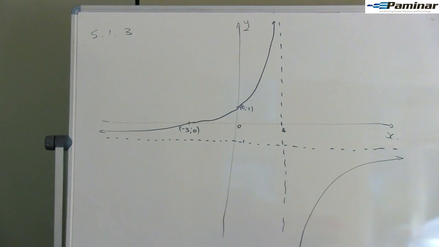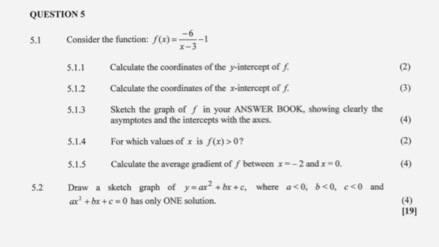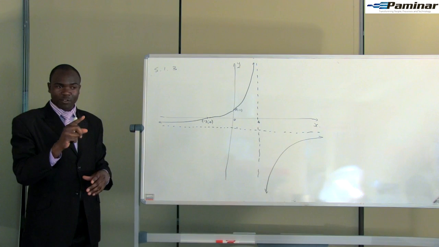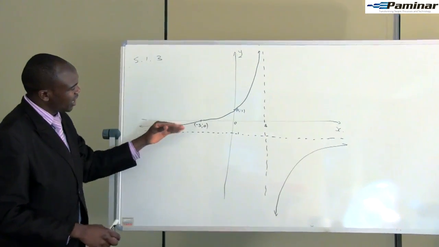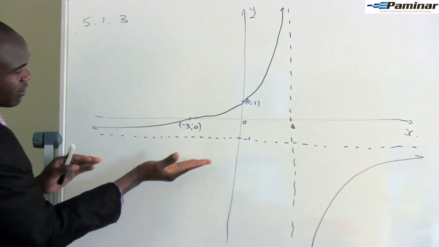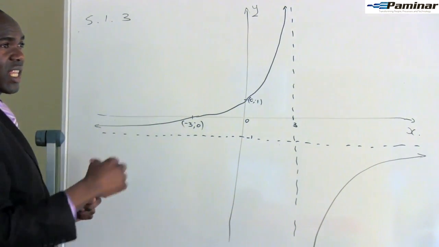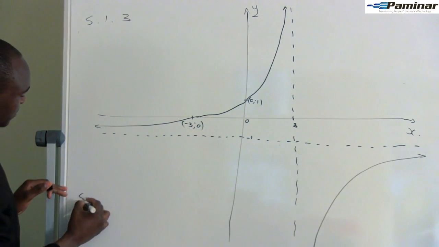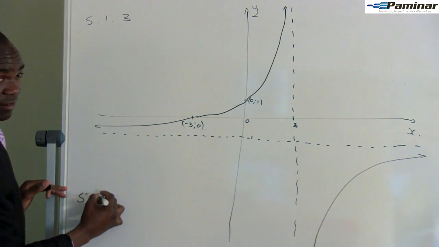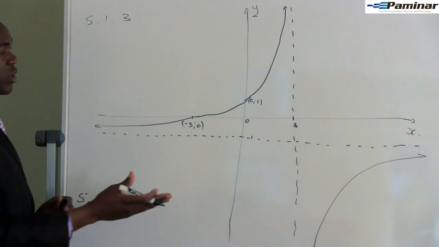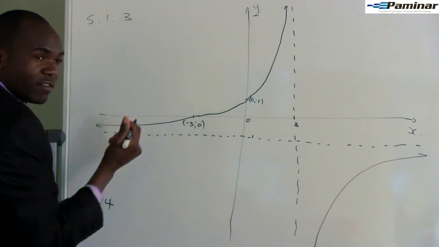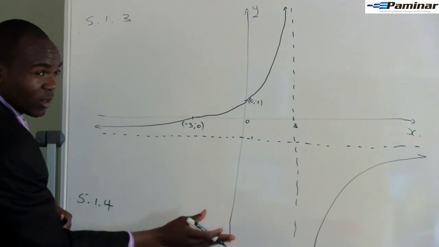Clear? Alright. So now the next question, 5.14, says, for which value of x is f of x greater than 0? Remember, f of x is what? Is your y. So we just check here. Where on this graph are we going to have on the positive? Remember, when it's greater than 0, which means your y is what? Positive. Alright. So f of x greater than 0, which means you are looking on this positive side of the graph, not on the negative, alright? Because it's greater than 0.